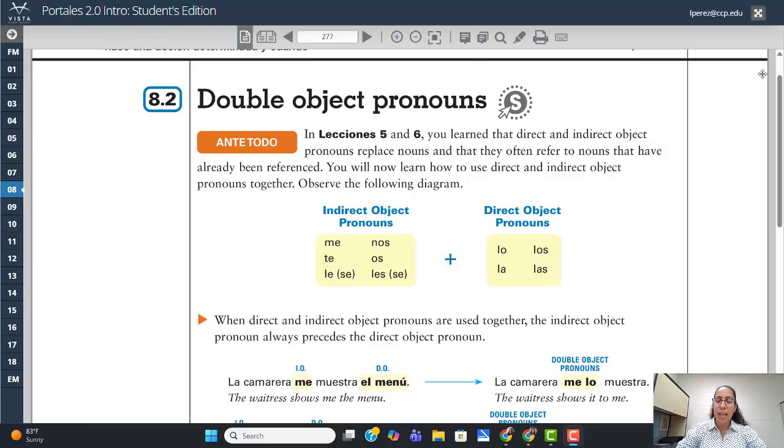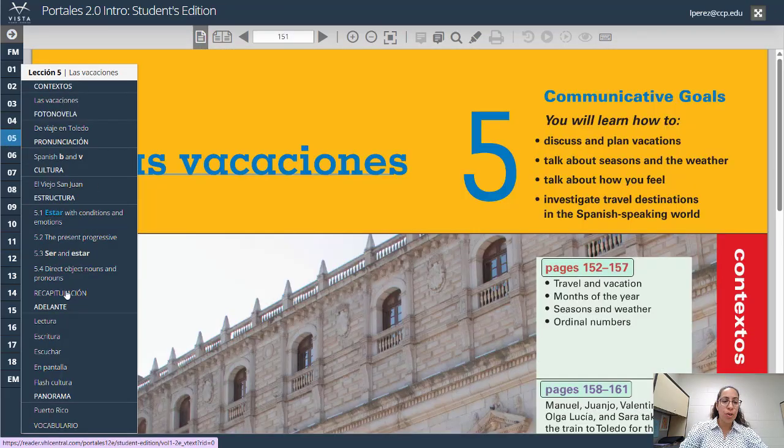Of all the lessons I'll teach you, this one could have the most steps. Now, to save us some time, I'm going to reference where you can find some of the background information if you're trying to catch up on using object pronouns. Because we have direct object pronouns that were taught in chapter 5. I'm going to show you that.